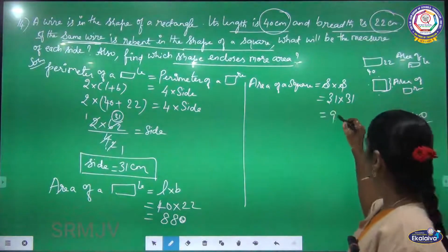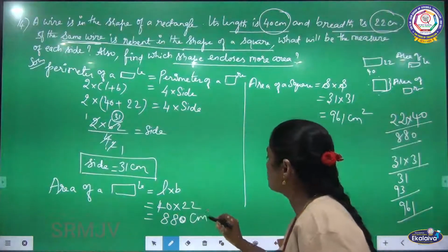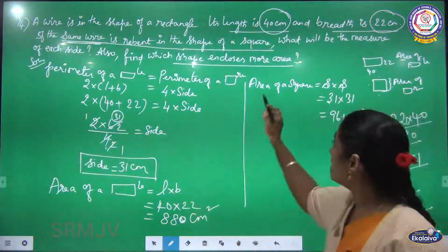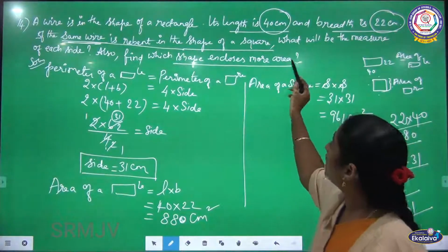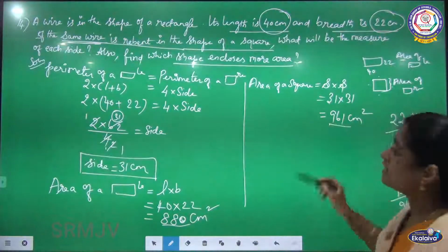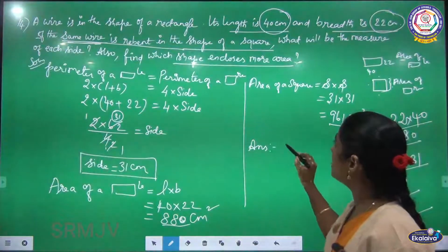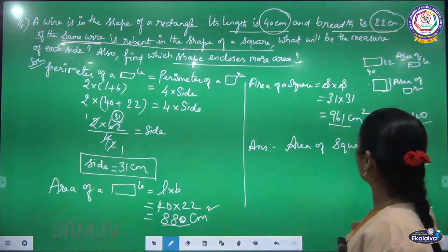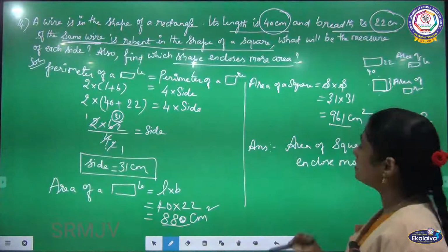So 961. What is the unit? Centimeter square, centimeter square. Now you compare this. Area of a rectangle as well as the area of a square, you compare which shape encloses more area. Is it 880 or 961? Obviously 961. So now I am going to write the answer. Area of a square encloses more. Can you understand this, children?